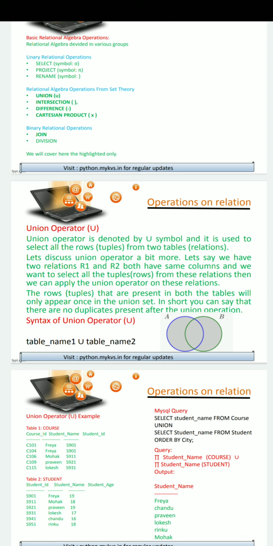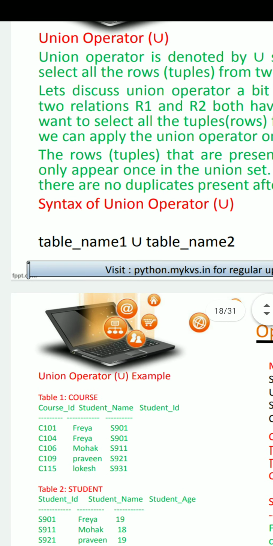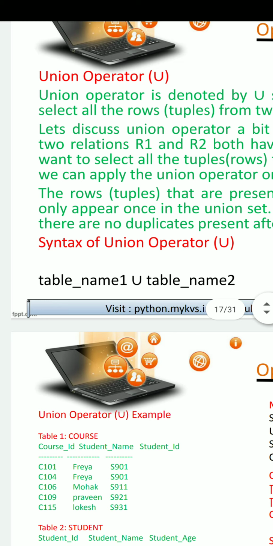How can we perform it in MySQL? Very easy. If you are writing the statement in relational algebra, you will mention set 1 and set 2. So here we have the set name table_name1 union, U is the sign for union operation, and the next set is table_name2. So this one is another set.